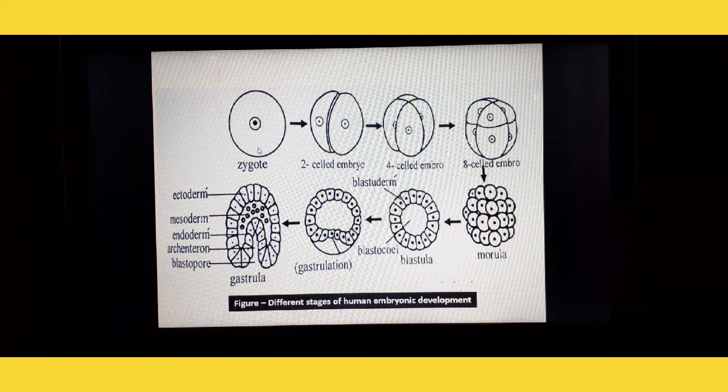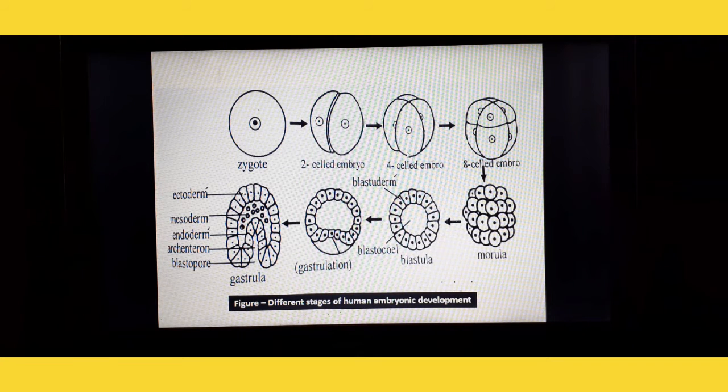Here the zygote is formed by the fusion of male and female gametes, that means sperm and ovum. So cell division with no significant growth, producing a cluster of cells that is the same size as the original zygote, is called cleavage. Dear students, cell division with no significant growth, producing a cluster of cells that is the same size as the original zygote is called cleavage.